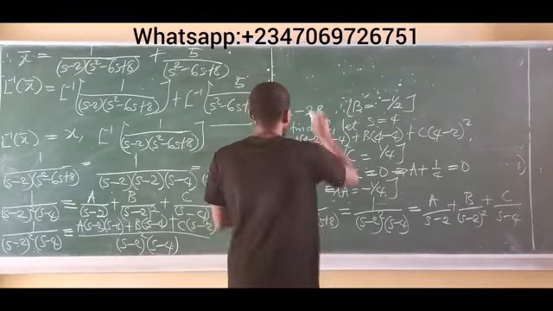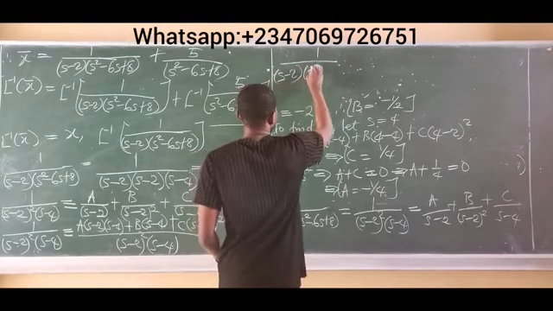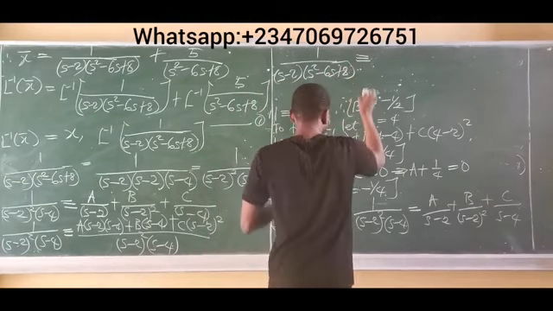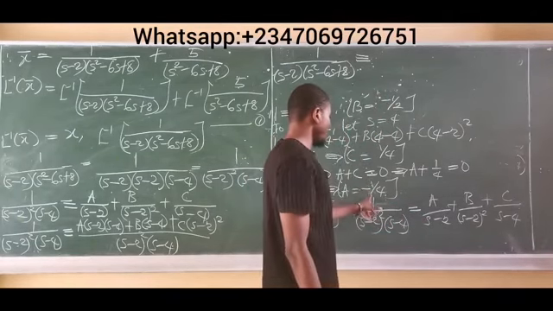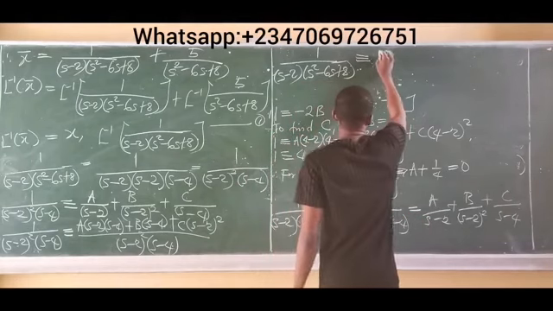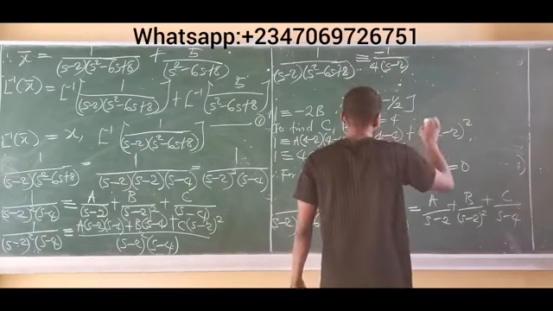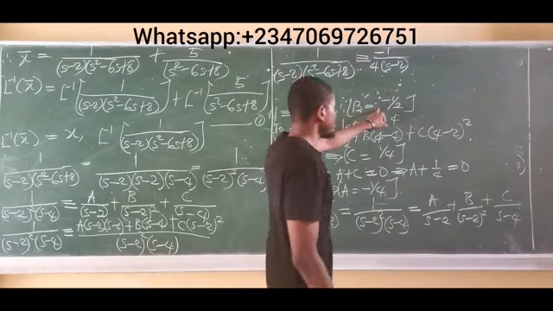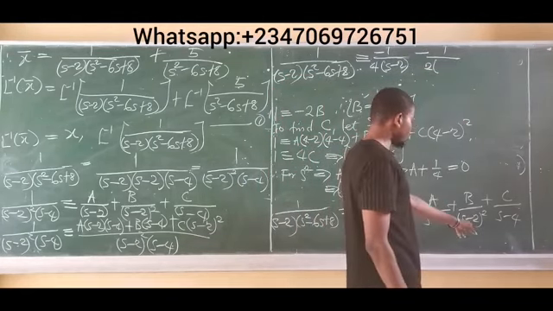So 1 all over (x minus 2) times (x squared minus 6x plus 8) is now equivalent to a over (x minus 2), and what is a? We just obtained a as minus 1 all over 4, so we have minus 1 all over 4 times (x minus 2). Plus b, and what is b? b is minus 1 over 2, so this becomes minus 1 all over 2 times (x minus 2) all squared.